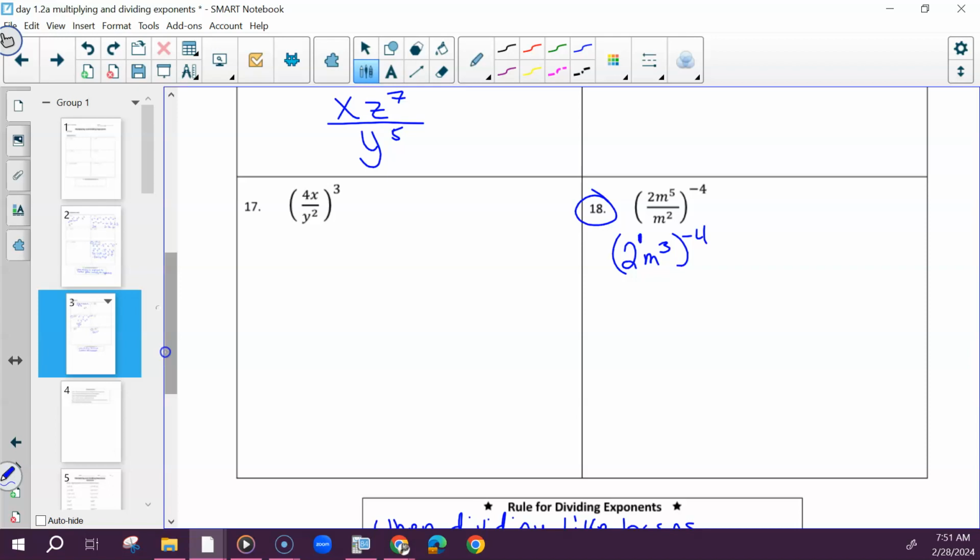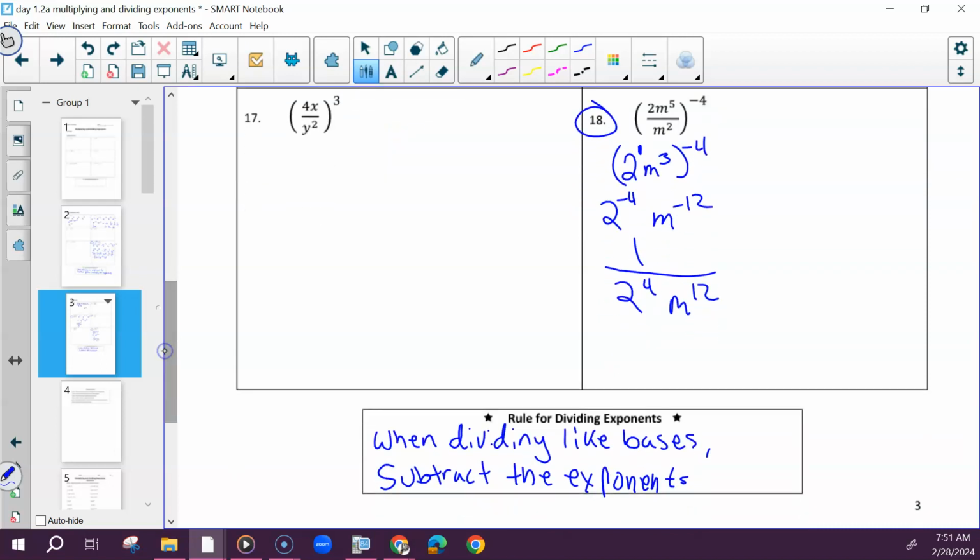So the 2 has an exponent of 1, so this would become 2 to the negative 4. For multiplying, m to the negative 12. I'm going to flip both of these. And then what is 2 to the 4th? 16. 1 over 16 m to the 12th would be our final answer.